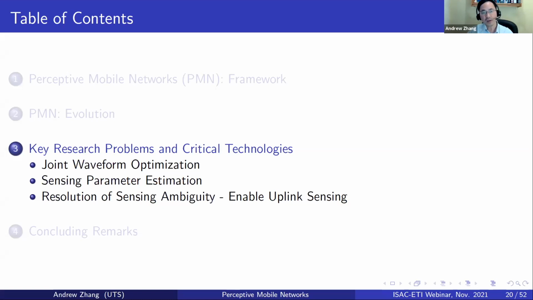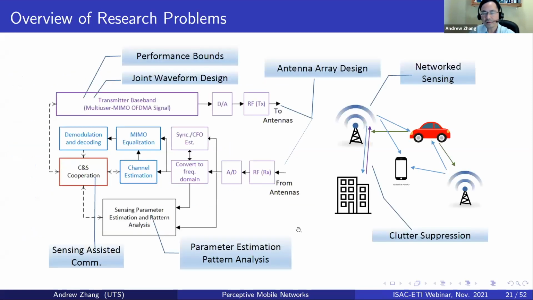All right, next let's have a look at some key research problems and the critical technologies. Because this is a relatively new area, there are many research opportunities. We have reviewed many of these research opportunities in the survey paper. Due to the time limit, we can only cover three here. So we will mainly discuss joint waveform design, sensing parameter estimation, and the resolution of the timing ambiguity.